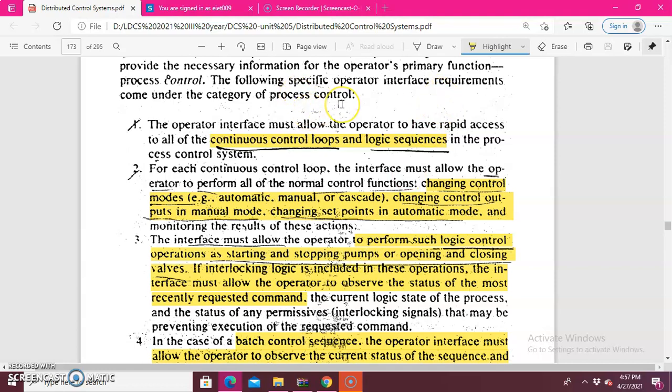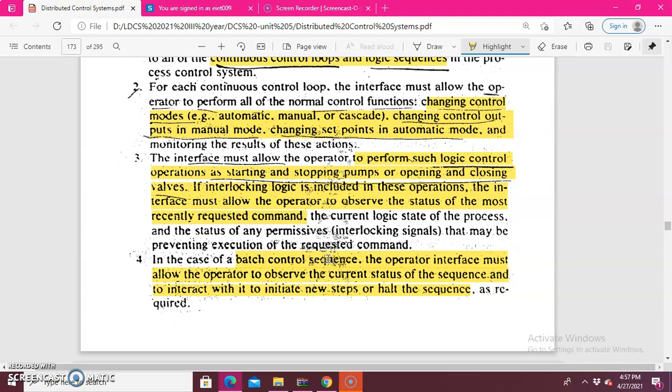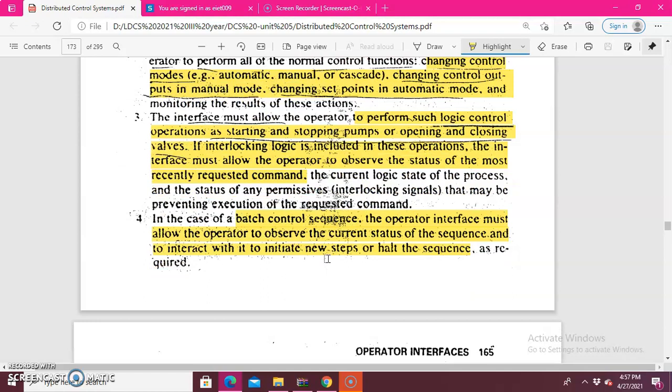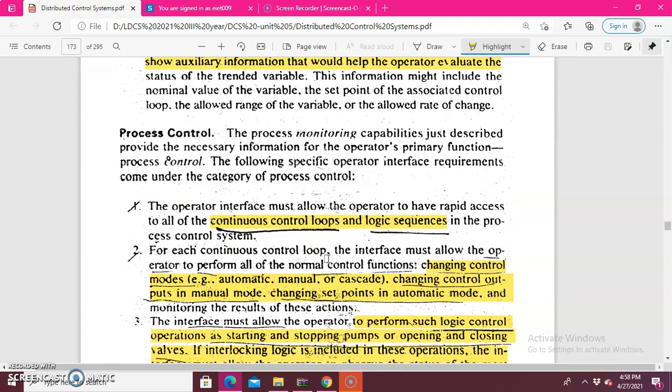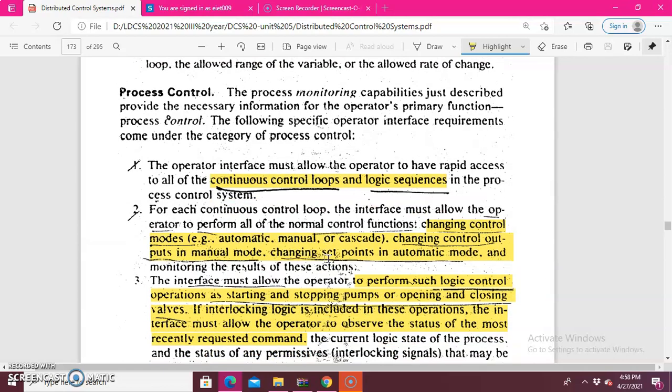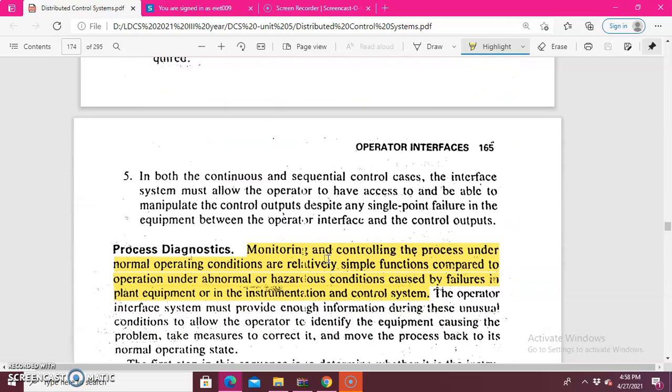They are categorized in terms of process control: continuous control, group and logic sequence. Then changing control, where you go for automatic, manual or cascade. Then there is an interfacing facility, whether they are going for interlocking operation. Interlocking means your operation is based on starting or stopping the pump. These are interlocking signals, or the process is in a batch control sequence. Based on that, the monitoring capabilities are described in the operator console. So the operator interface requirement should be like that, categorized based on process control.